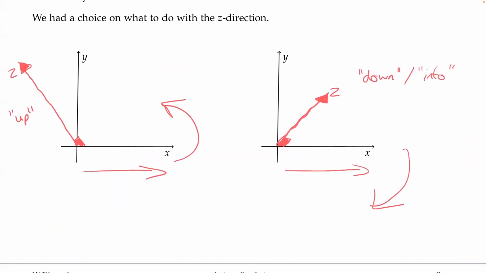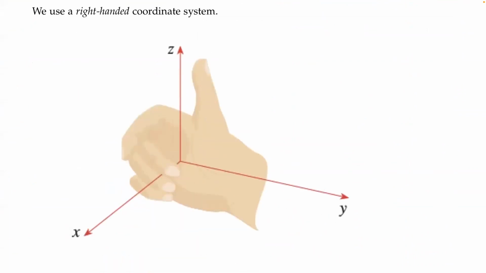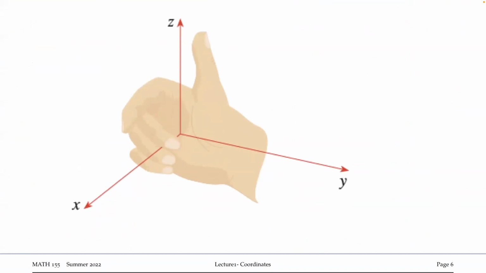Okay. So there was a little bit about right-handed coordinate systems. Don't worry about that stuff too much. It's just to tell you that there's a way to understand how we put our axes together.